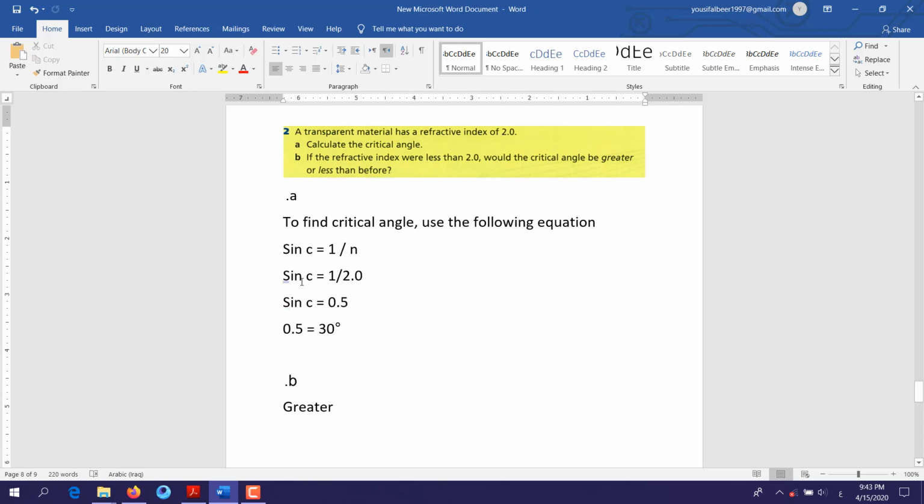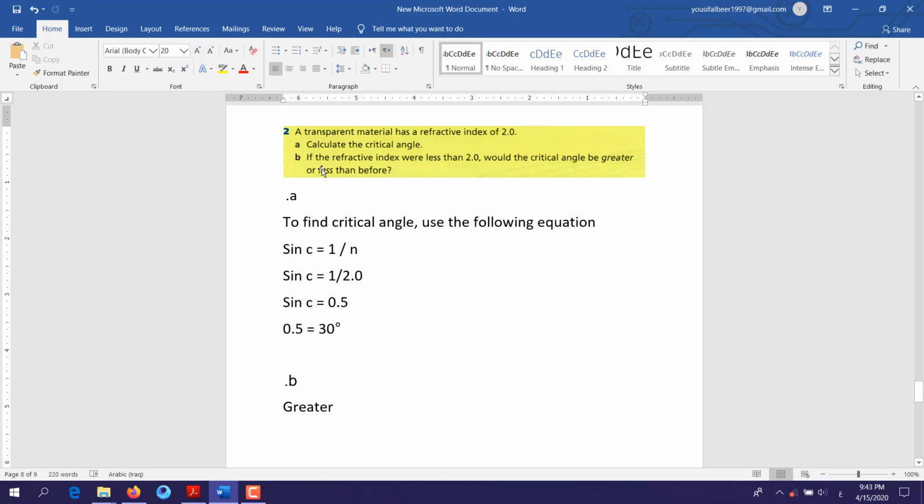Sine C is the critical angle, equals 1, from the formula, over n. What do we mean by n here? We mean the refractive index. So 1 over 2, so sine C is equal to 0.5. By converting 0.5 into an angle, we will see that it is equal to 30 degrees.